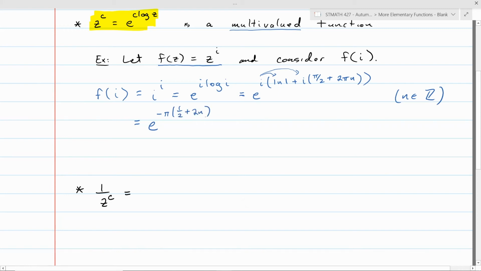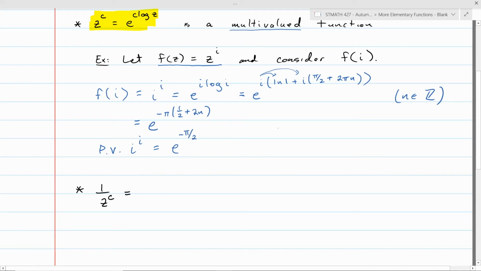So notice this is just a real number each time. Kind of funny it works out that way, but i raised to the i is always a real number. But it can be lots of different real numbers because n here is an integer. We could do the principal value of it. Principal value of i to the i would be equal to e to the negative pi over 2.